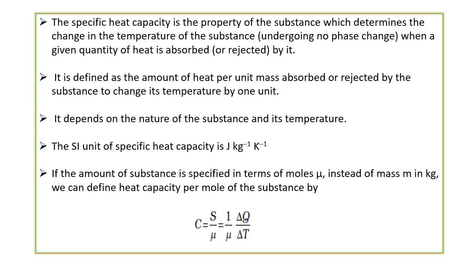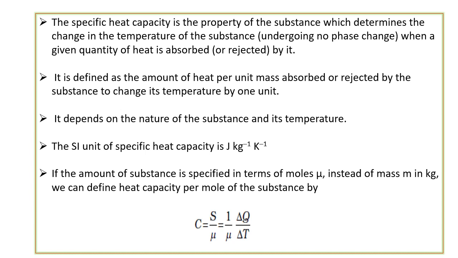The specific heat capacity is a property of the substance which determines the change in the temperature of the substance when a given amount of heat is absorbed or rejected by it, and it is defined as the amount of heat per unit mass absorbed or rejected by the substance to change its temperature by 1 unit. It depends on the nature of the substance and its temperature. Its SI unit is joule per kelvin per kilogram.